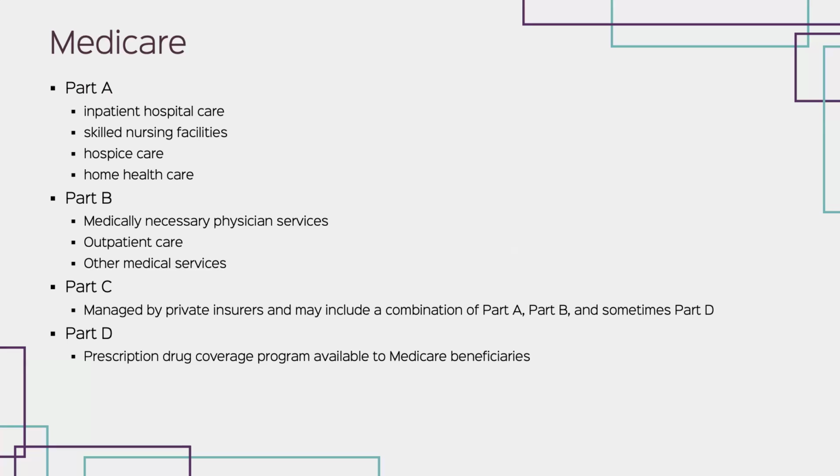Your Part C insurance is going to be called your Medicare Advantage, and that is going to be managed by your private insurers, and they can have a combination of Part A, Part B, and then sometimes Part D services. And then your Part D is going to be your prescription drug coverage program, and those are going to be available to, again, your Medicare beneficiaries. Coders that work in your physician's offices will mainly work with Part B or Part C Medicare Advantage plans.